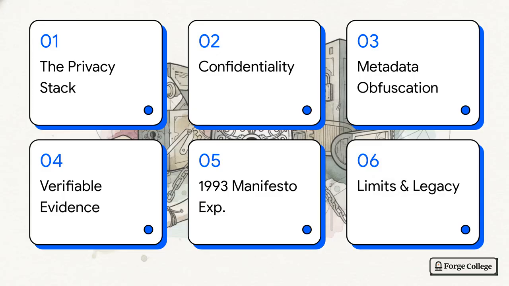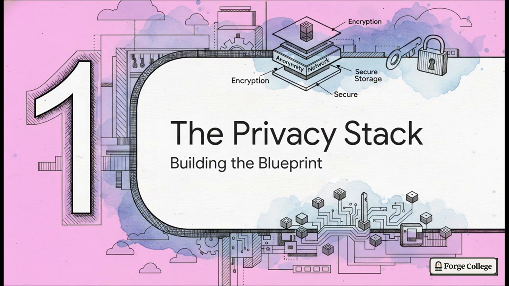Okay, let's just dive right into the schematic overview for today. We're looking at the privacy stack, Layer 1 confidentiality, Layer 2 metadata obfuscation, and Layer 3 verifiable evidence. Then we'll run through the 1993 manifesto experiment, and finally, wrap up with the limits and lasting legacy of all this. All right, Section 1, the privacy stack. Let's start building the blueprint.